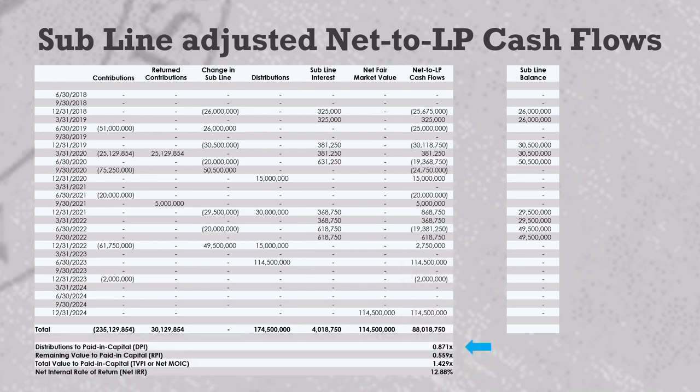and interest adjusted net to LP cash flows, which increase the DPI to 0.871, increase the TVPI to 1.429, and also increase the net IRR to 12.88%. So that is something to think about, but I do recommend that you consult with your legal and compliance teams about whether adding back that interest is the right thing for you.